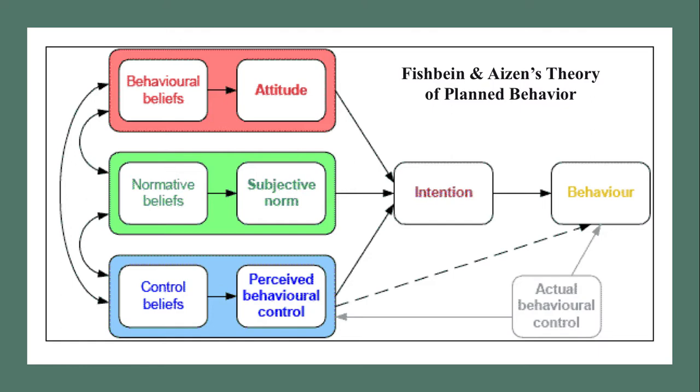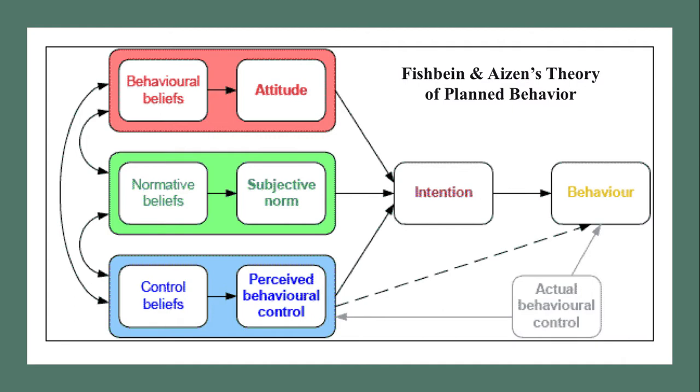Controllability: sometimes things are simply out of our control. We may intend to buy a product, but when we arrive at the store, the product is sold out. So as the model shows, perceived behavioral control influences intentions and may serve as a mediating variable between intentions and behavior. Actual behavioral control is simply one's actual ability.